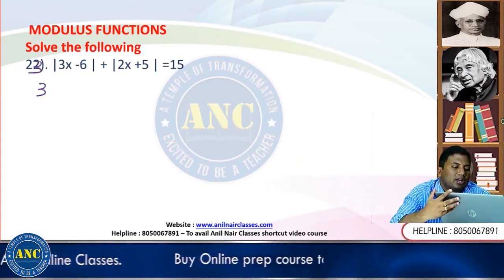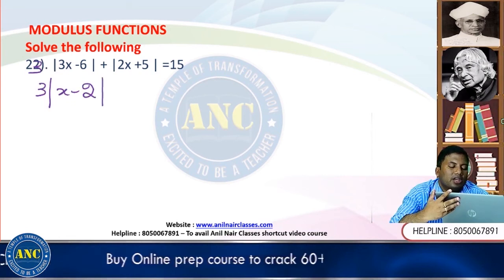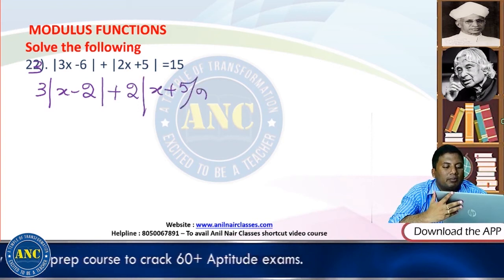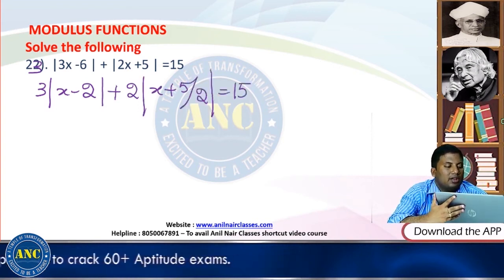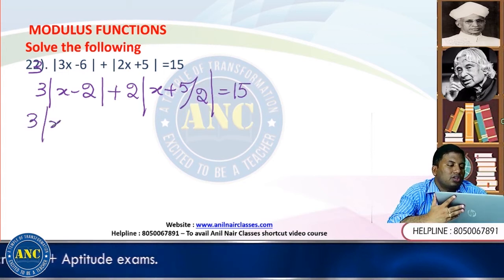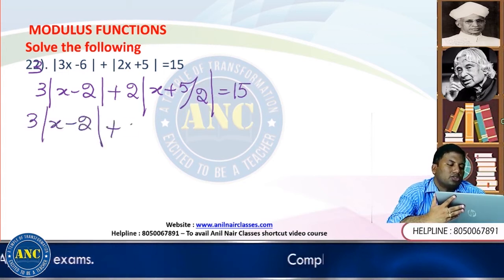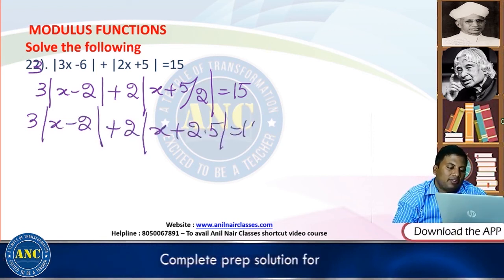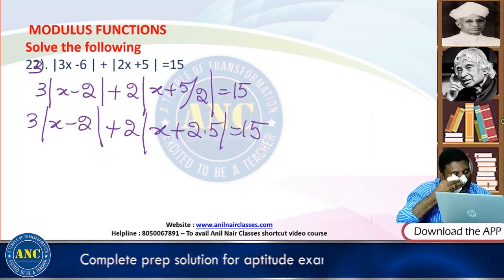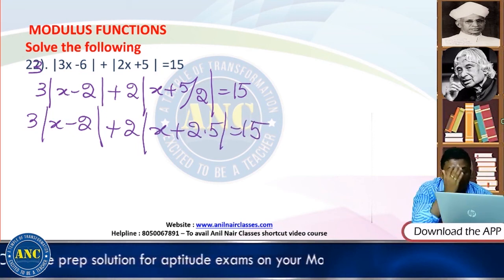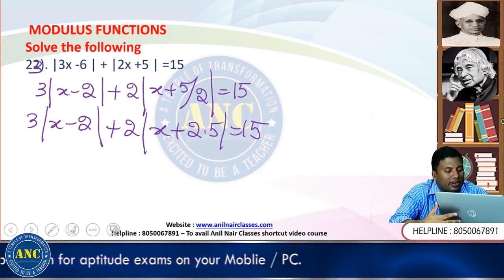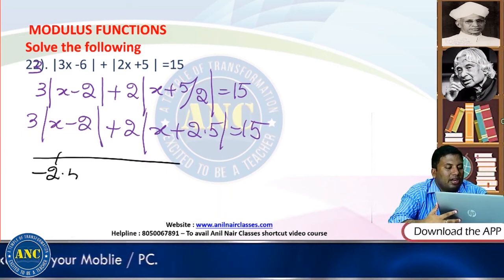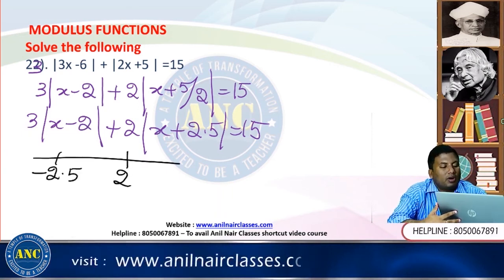This is nothing but 3 into mod of x minus 2. This is nothing but 2 into mod of x plus 5 by 2 equivalent to 15. So this is 3 into mod of x minus 2 plus 2 into mod of x plus 2.5 equivalent to 15. The coefficient until now was 1, but right now it is 2 and 3. No difference.